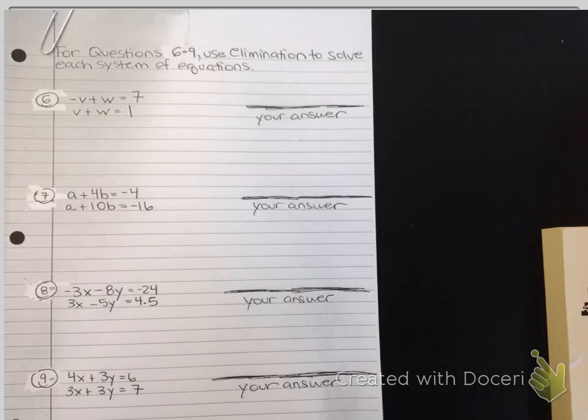For the next 4 problems, we're going to use elimination to solve. So we have negative v plus w equals 7.